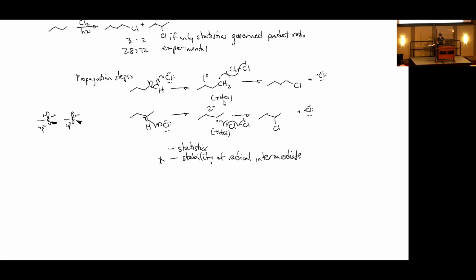And the reason for that is because the stability of the radical intermediate also matters. And so other things being equal, a secondary radical is going to be favored over primary and tertiary over both. So both of these effects are in play. And if you're ever actually given any experimental numbers, which they might do in OWL, you'll notice that it's going to be very different from what you would have predicted, just based on nothing other than random chance, nothing other than statistics governing the product ratio.